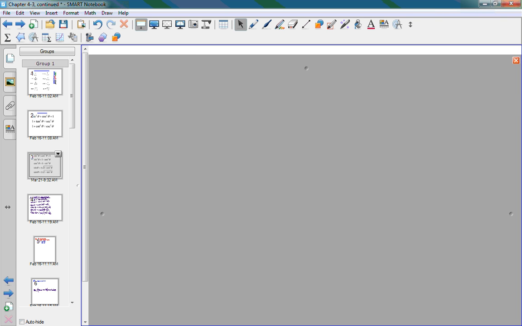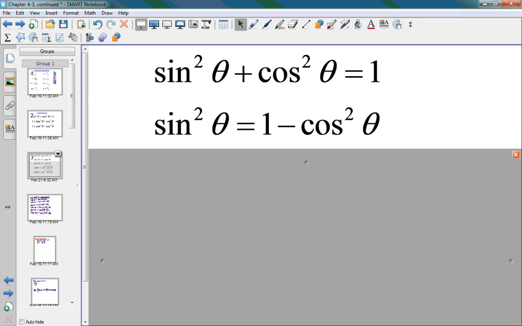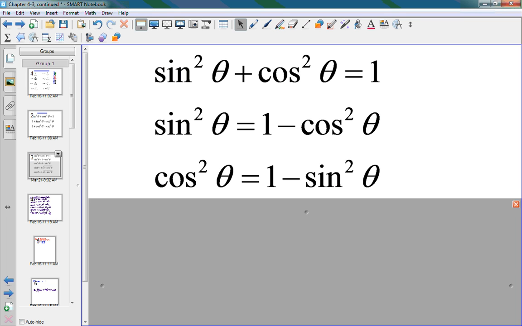Now, if I give you sine squared of theta plus the cosine squared of theta is equal to 1, let's say I wanted to solve that for sine squared. What would you do? You subtract the cosine squared. So sine squared is equal to 1 minus cosine squared. Would you have to write that one down if you already know that sine squared plus cosine squared is equal to 1? Could I solve that for cosine squared? What would cosine squared be? 1 minus sine squared. So that's another one I have in there.